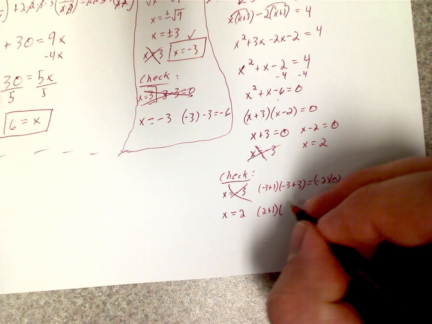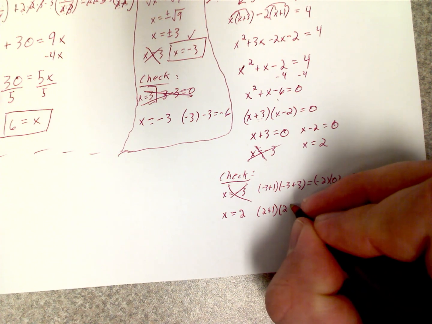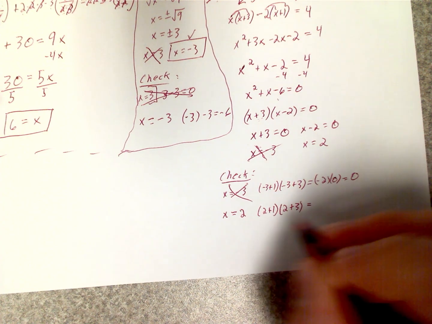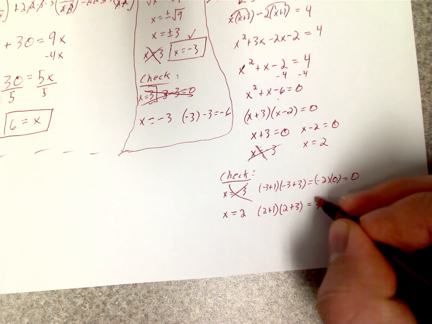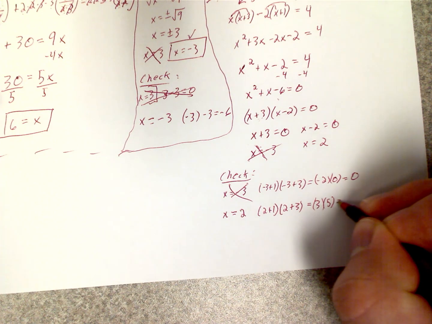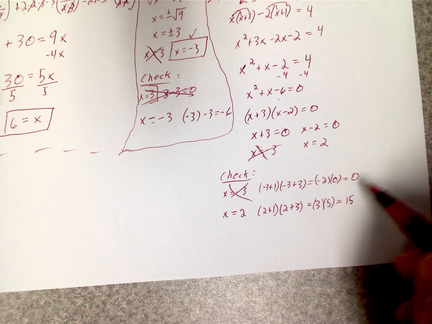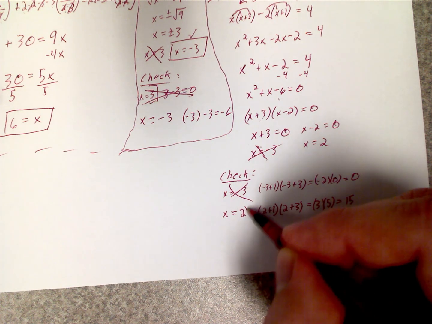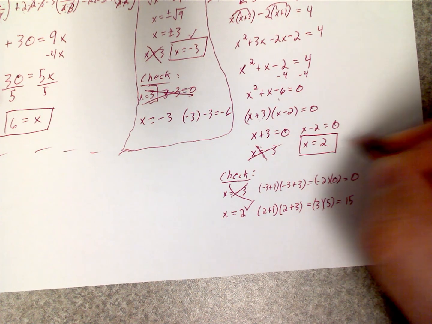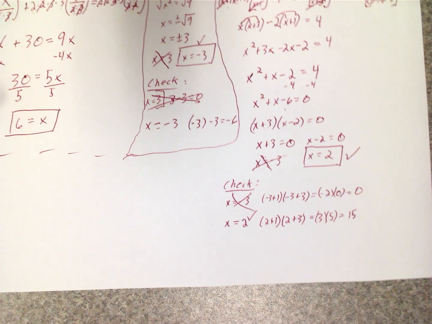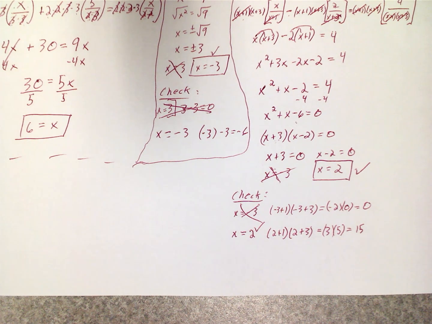So 2 plus 3, well, that gives you 2 plus 1 is 3, 2 plus 3 is 5, 3 times 5 is 15. So can you divide by 15? You can, but we can't divide by 0, so this is fine. So our only solution is x equals 2. All right, that concludes this lecture.